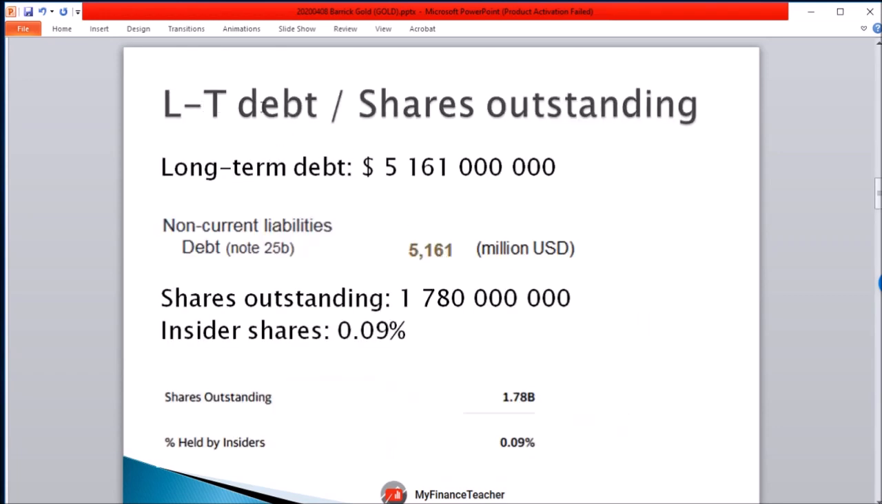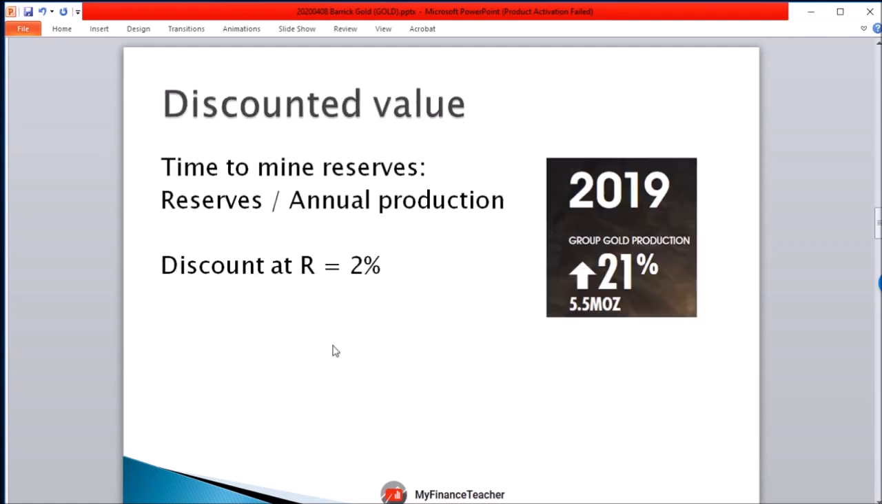Next, looking at the company's long-term debts. From the balance sheet, we see that the company has over $5 billion in long-term debts. More specifically, $5,161 million. All of the company value, of course, will have to be divided by the number of shares outstanding, which is 1.78 billion shares outstanding. And only 0.09% of those shares are held by insiders. As I mentioned earlier, it will take time to mine the reserves out of the ground. There are substantial reserves, and annual production is 5.5 million ounces per year of gold.